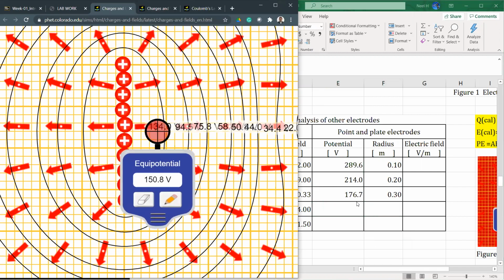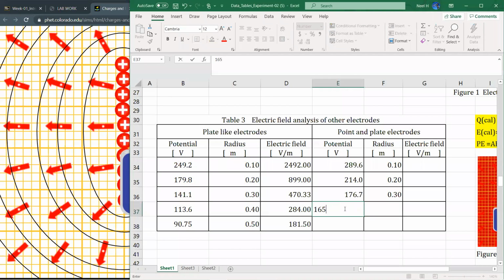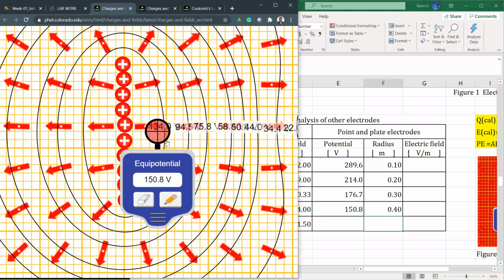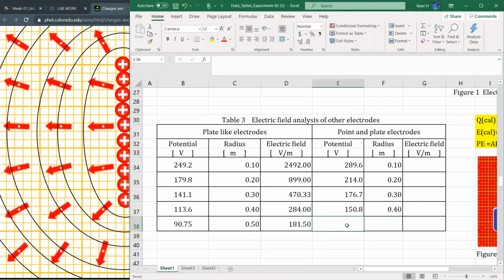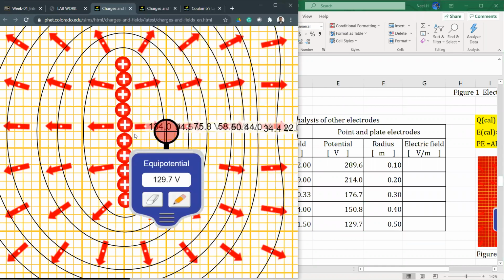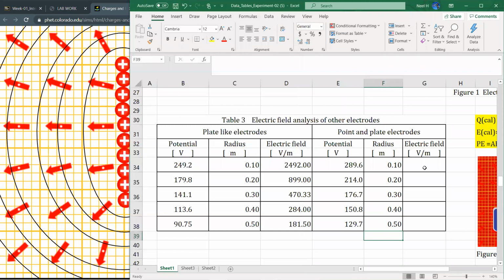This is our last data set. It's going to be done after this: 150.8 at about 40 centimeters, right? Then let's do one more data point, 129.7, at about 50 centimeters. Now the electric field value should do the same, right? The electric field magnitude should rapidly start to decrease going towards there.